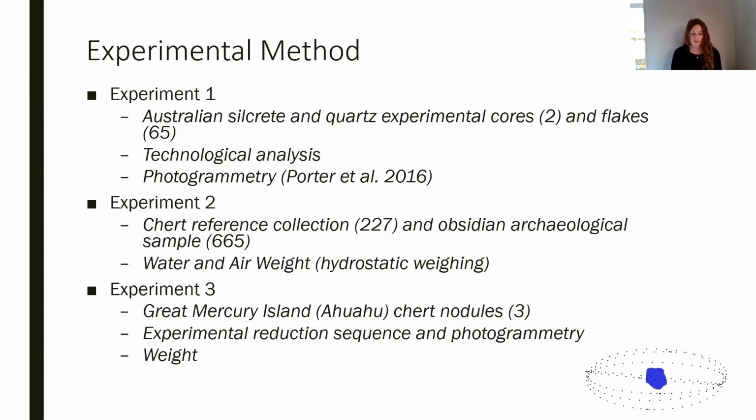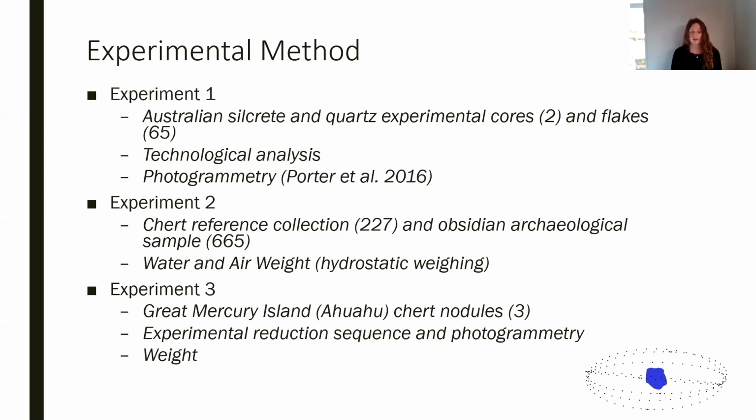The second experiment was conducted on a reference collection of 227 flakes and cores collected by Moore and colleagues, and an archaeological sample of 665 obsidian artifacts from Waitapu, Ahuahu, Great Mercury Island that had been sourced using PXRF. This experiment aimed to test the effect of a standardized density on the accuracy of calculating total assemblage volume compared to hydrostatic weighing. The water and air weight were measured for these objects and compared against the volume calculated using the air weights and a standardized density of 2.46.